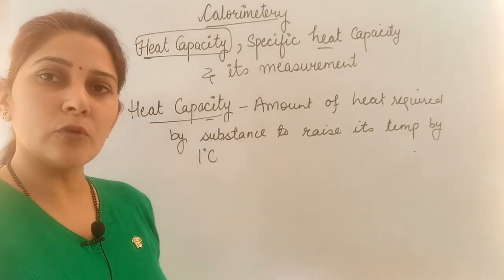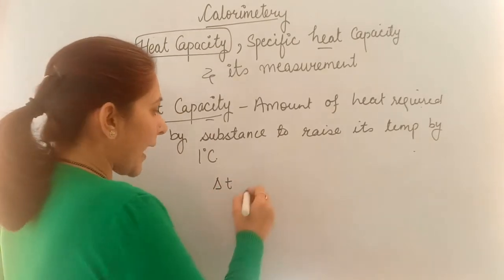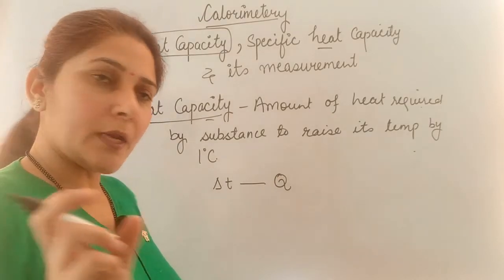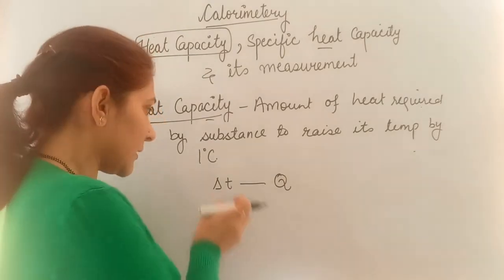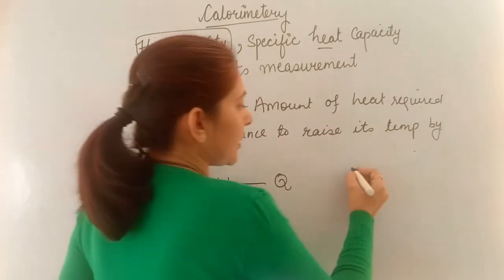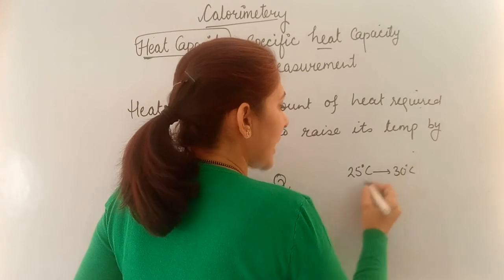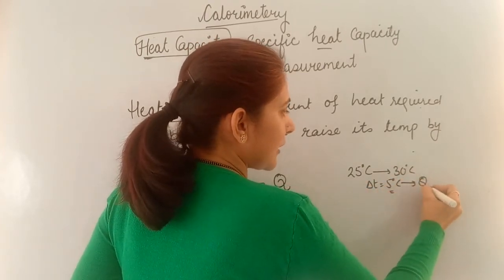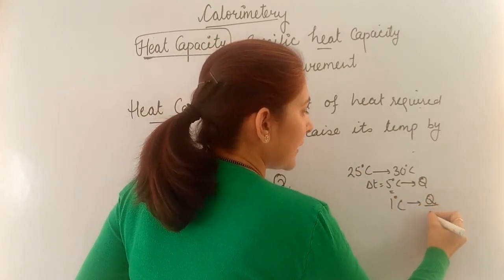Now how can we write down the formula for this? Suppose delta T is the change in temperature, and for that the heat required is Q. Q represents the heat required. This delta T can be 4 degrees, 5 degrees, 6 degrees. Initially maybe the object is at 25 degrees Celsius, then it is at 30 degrees Celsius. That means delta T will be 5 degrees Celsius. So say for 5 degrees Celsius the heat required is Q. So for 1 degree Celsius the heat required is Q by delta T.